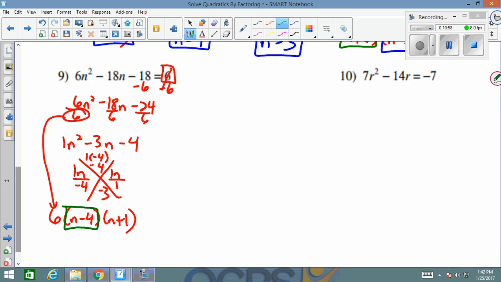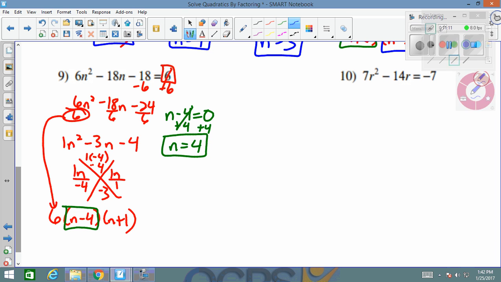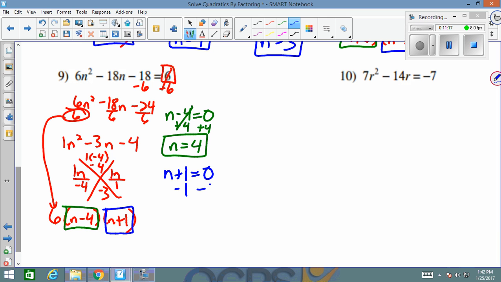So we're still going to take each one of these parentheses and set equal to 0. Since it's minus 4, we're going to add 4 to both sides. We get n equals 4. And then here we're going to do n plus 1 equals 0. We're going to subtract 1, so we get n equals negative 1.